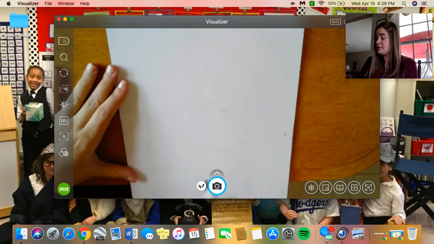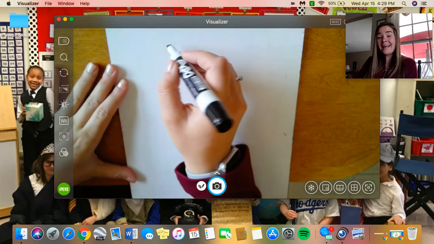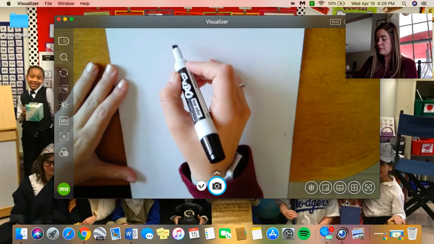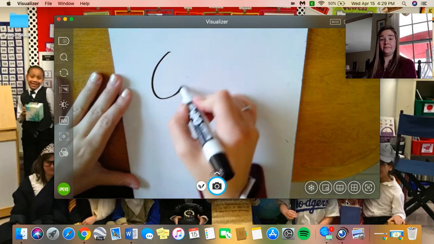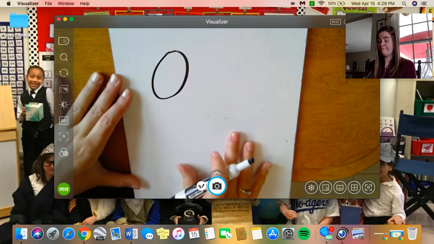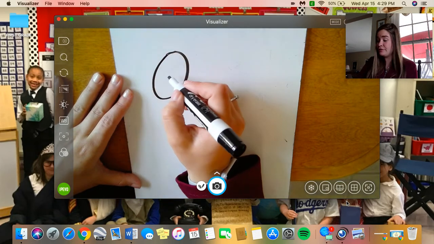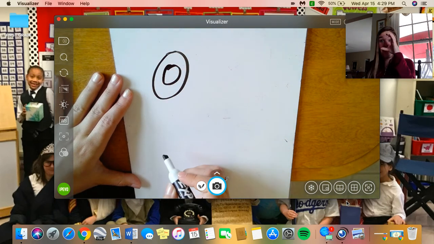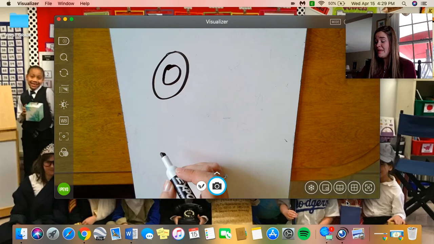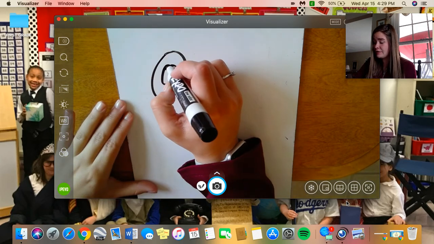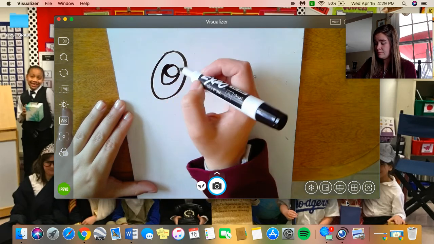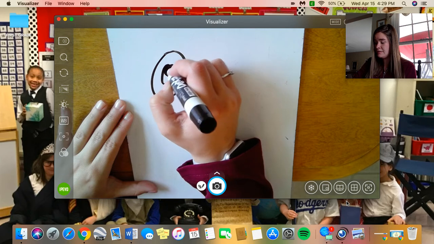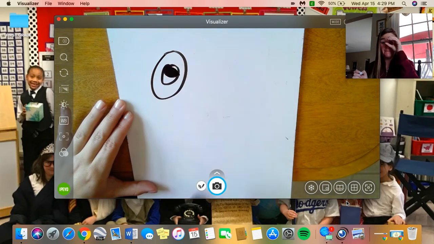The first thing you're going to do is you're going to make an oval kind of towards the top of your page. This is going to be his head. Then you're going to make another circle in the middle of it. That's going to be his big eyeball, his white part of the eyeball. And then on the inside of that, you're going to make another circle. And that is going to be the black part of his eyeball.